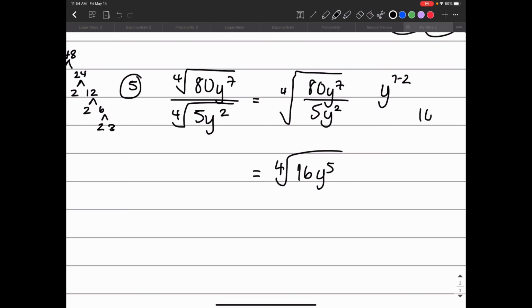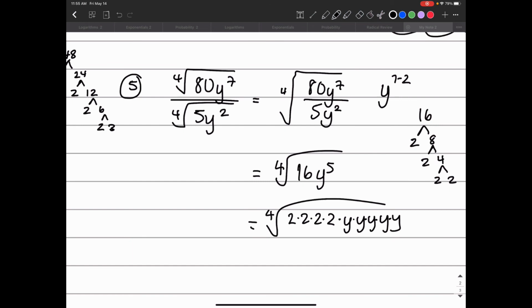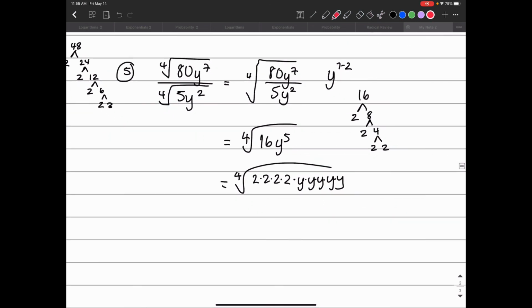So if I break down 16, I can break it into 2 times 8. This breaks down into 2 times 4, 2 times 2. Oh, it's 1, 2, 3, 4 2's. I have 1, 2, 3, 4, 5 y's being multiplied, and I'm doing the 4th root of this, so I'm taking out groups of 4. Here's a group of 4 2's that comes out, and then I have a group of 4 y's that comes out, and I'm left with inside just 1 y. And this is my final simplified answer.